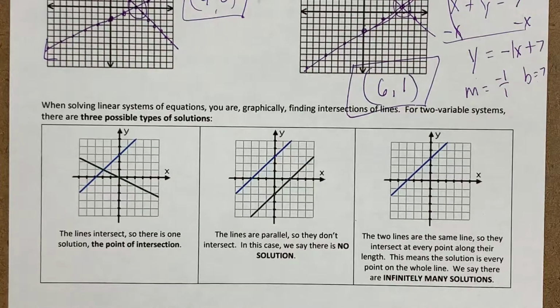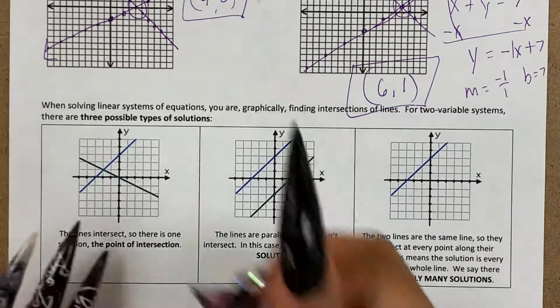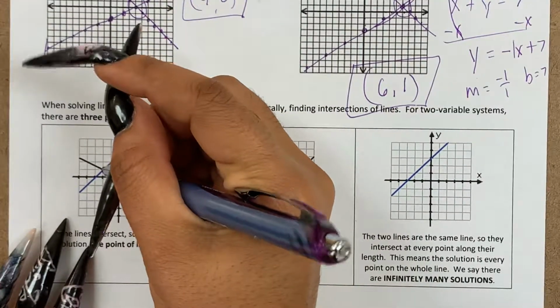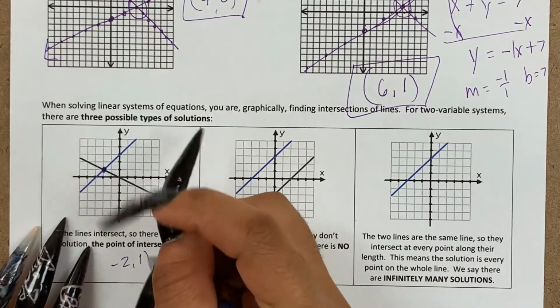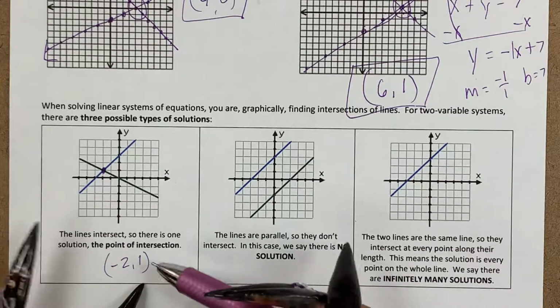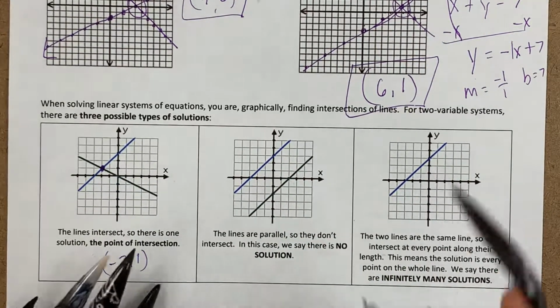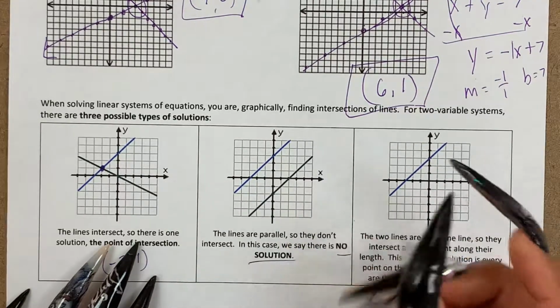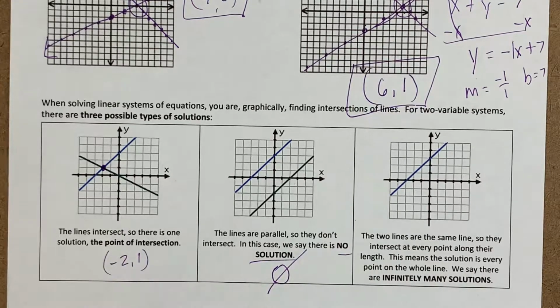Okay, so there are 3 possibilities. If the lines intersect, they have one solution. So for example, these 2 lines intersect at -2, 1. So if they intersect, you find the point of intersection. That's the answer. If they don't intersect, they have no solution. So the symbol for no solution is a 0 with a slash through it.